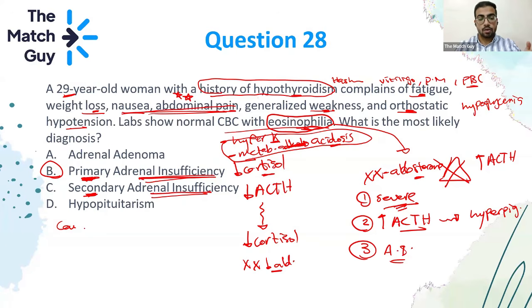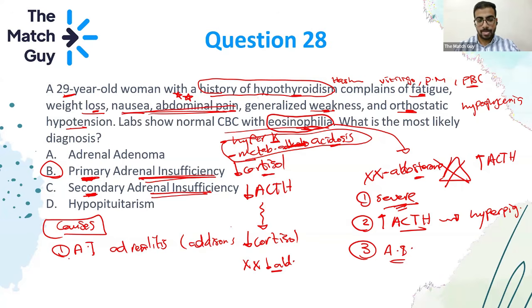Because what are the causes of adrenal insufficiency? The most common cause is autoimmune adrenalitis, and that's the one that we actually call Addison's disease. Okay? So that's why it's going to be primary in this question and not secondary.